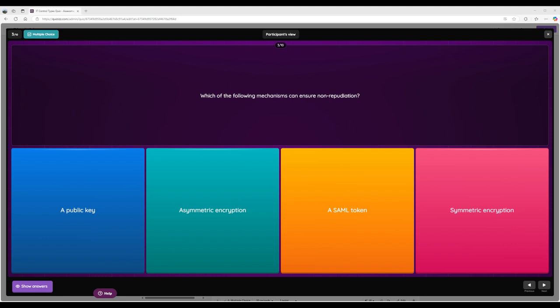To answer this question, you really need to know what symmetric encryption is and what asymmetric encryption is, at least to have an idea. But you can also find a way to guess.